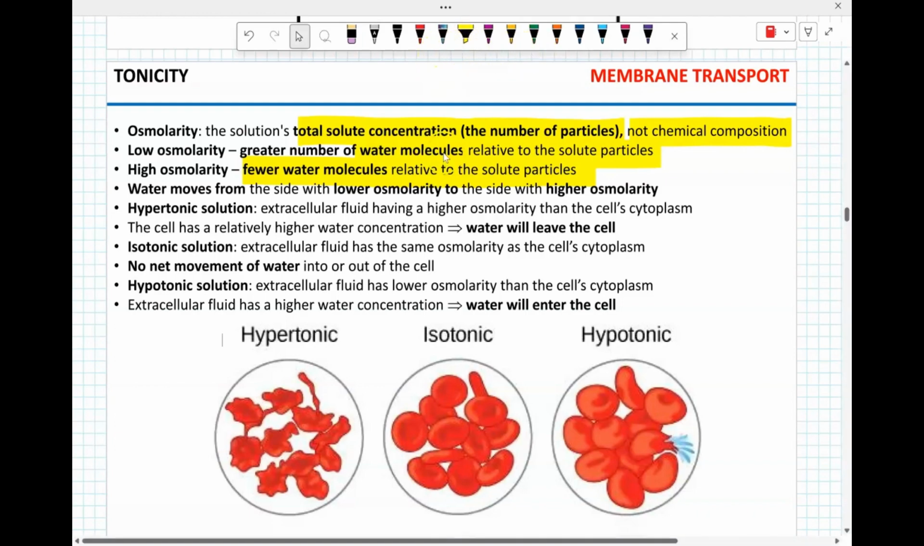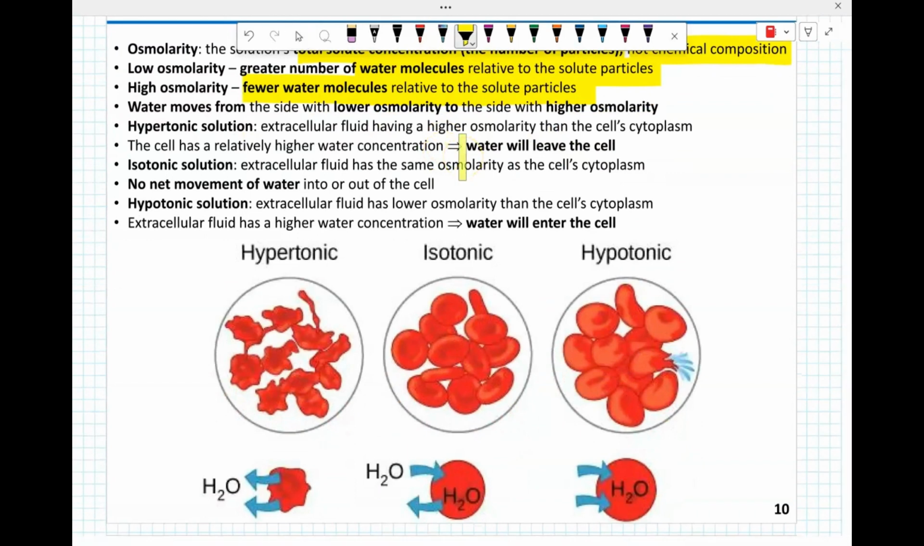Water moves across the semi-permeable membrane from the side of the membrane with lower osmolarity to the side with the higher osmolarity, which allows us to define the concept of hypertonic, hypotonic, and isotonic solutions. A hypertonic solution is the one where the concentration of solutes, in other words, where the osmolarity outside is higher than osmolarity inside.